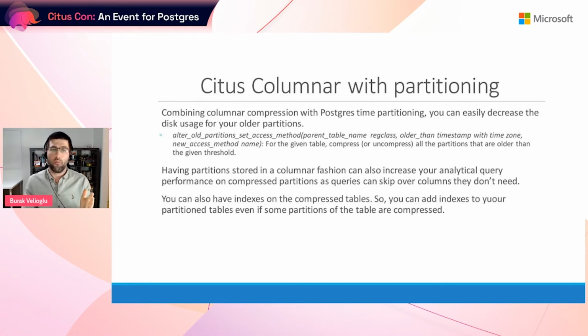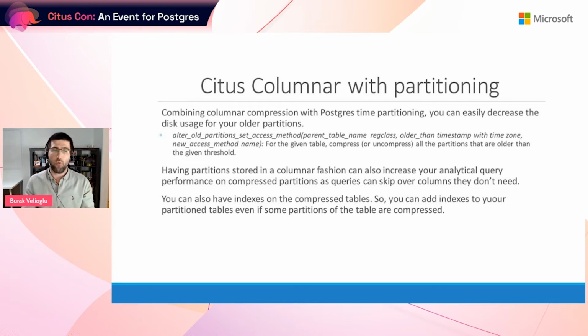And if you want to compress your partitions, let's say, older than 15 days, you can also use Citus. Citus Columnar is a part of the Citus extension right now. So you can use alter_old_partitions_set_access_method to compress your partitions older than a given threshold. The signature of that function is similar to the other UDFs. You basically need to provide the table name and a given timestamp, and the function will change your access method. As I said, you can use that function to compress your data.